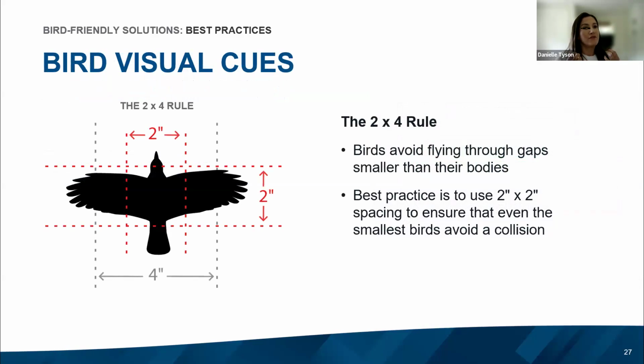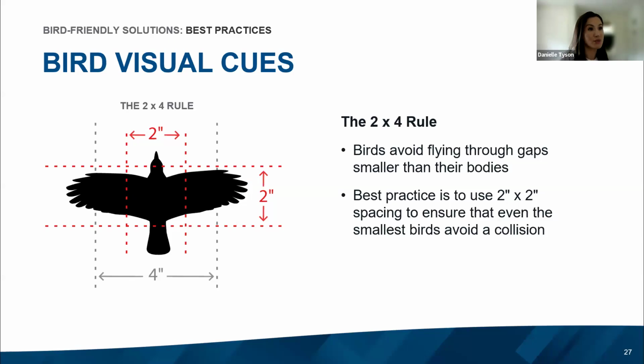When we're talking about visible cues on the glass, so dots or stripes, the general rule of thumb had been the 2x4 rule: that the spacing of that visible deterrent should be 2 inches in height by 4 inches wide. So that was the practice for some time. But the concern was raised for the smallest migrating bird, which is a hummingbird.